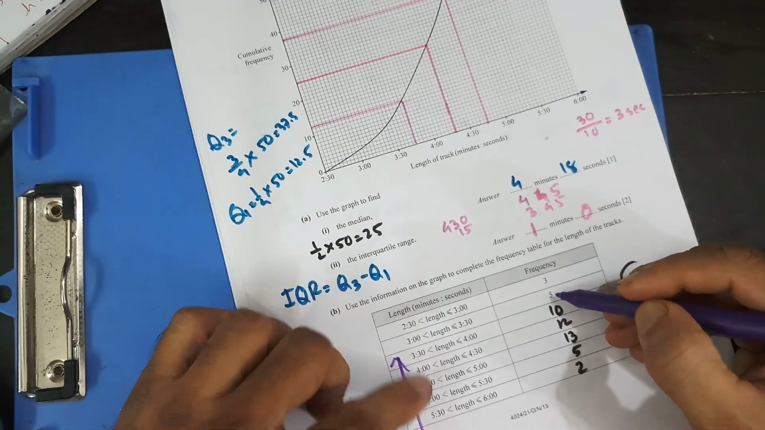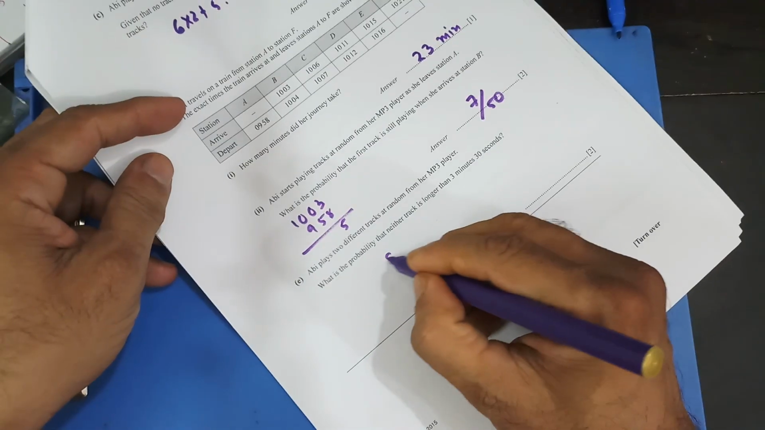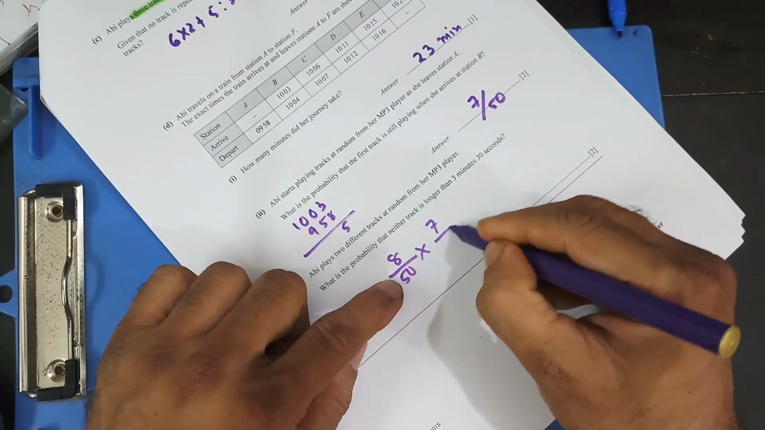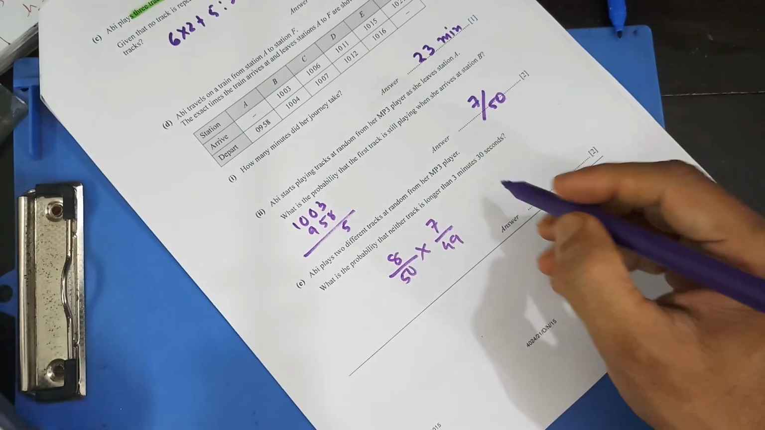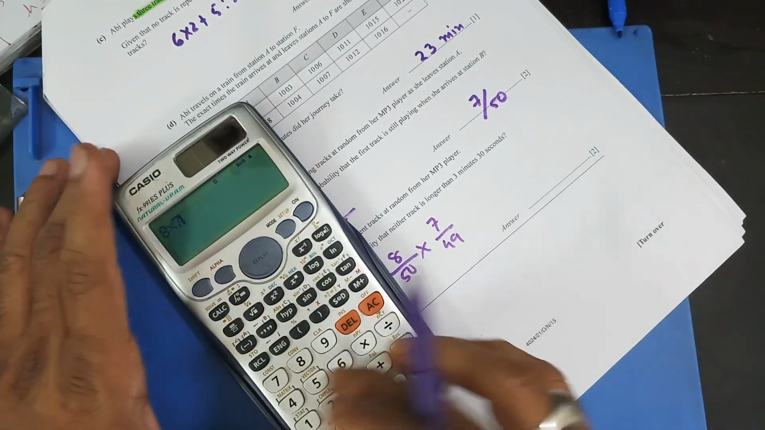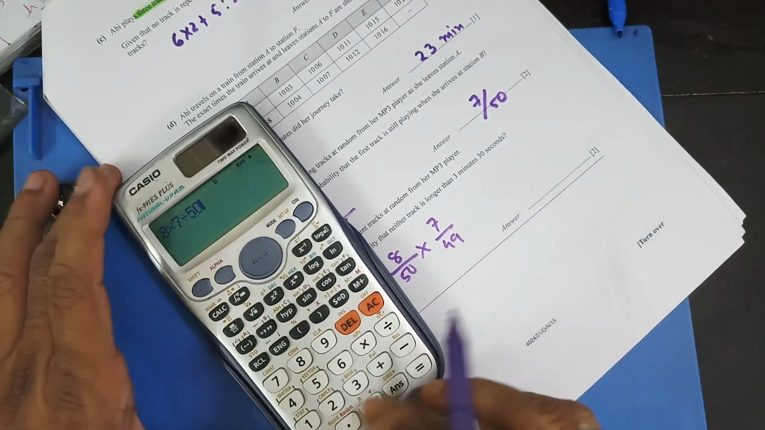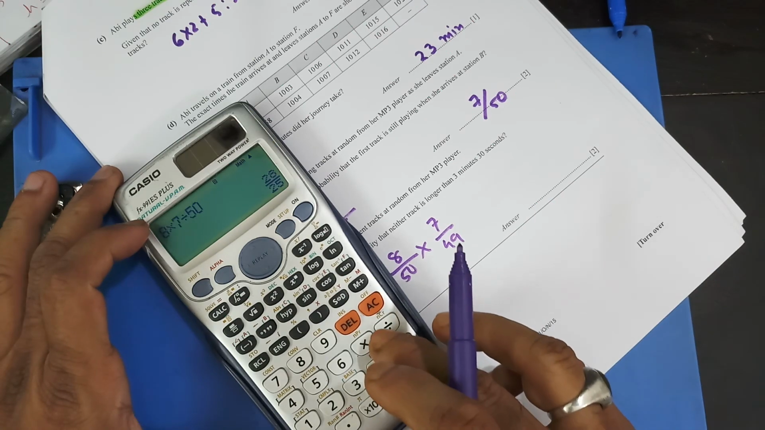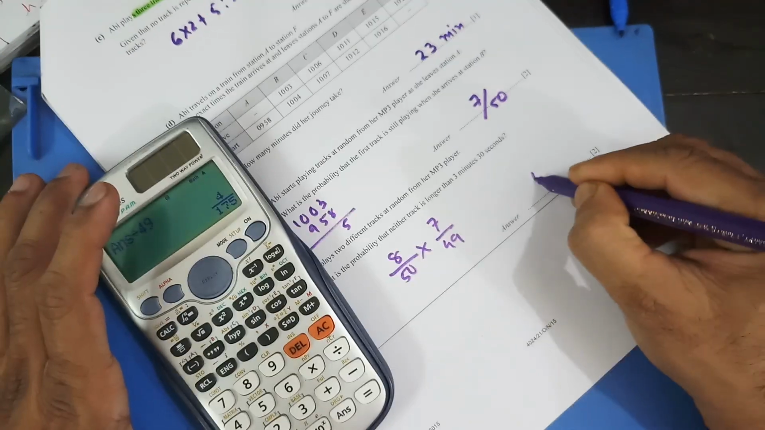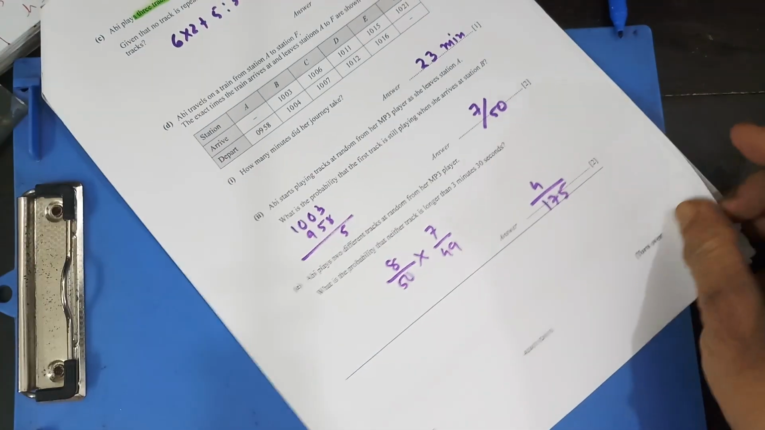3 plus 5 is 8. So 2 of them: 8 by 50, and the next one is 1 less from here and 1 less from the total, 49. So 8 times 7, that's 56, divided by 50 times 49, so it's going to be 4 by 175. Okay, so this one is done.